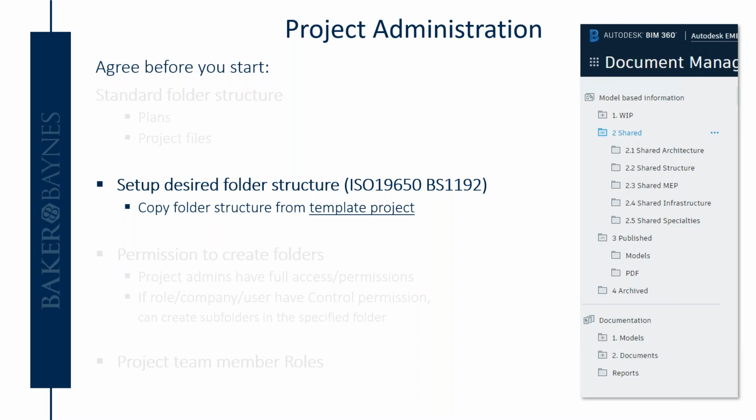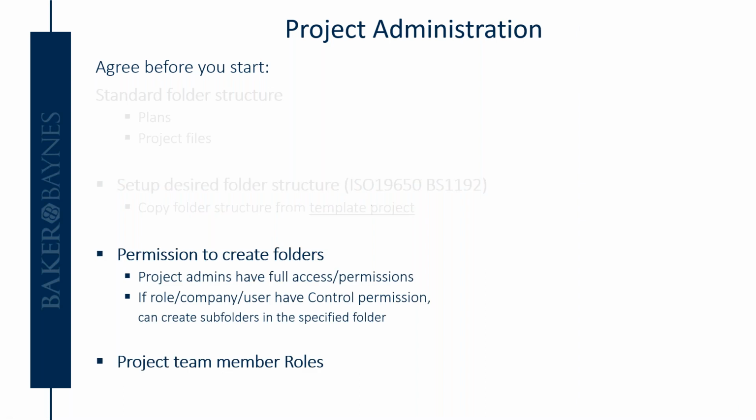So next step is set up your desired folder structure like I've mentioned, and use this folder structure in a template project. I will show you this shortly, because that way you set it up once. Next time when you start a new project, you can just apply that. What you see there to your right is just an example. In this case, they have changed the names plans and project files to model-based information and documentation. And for this project, it made it easier for people to understand what is the one and what is the other one.